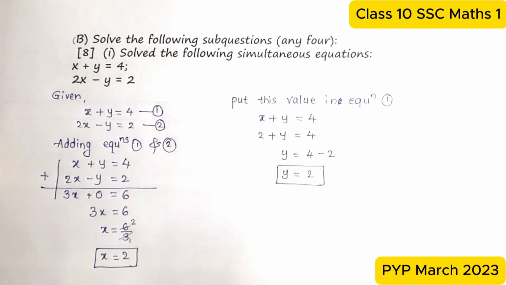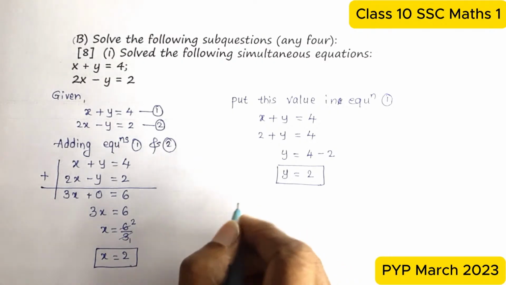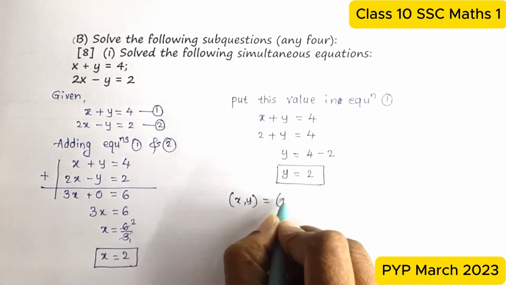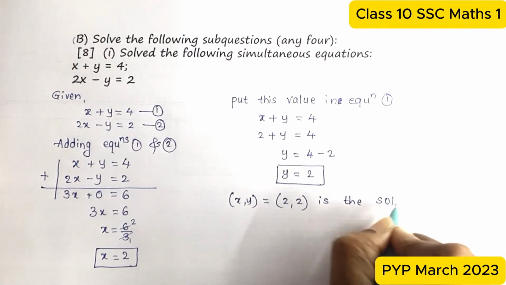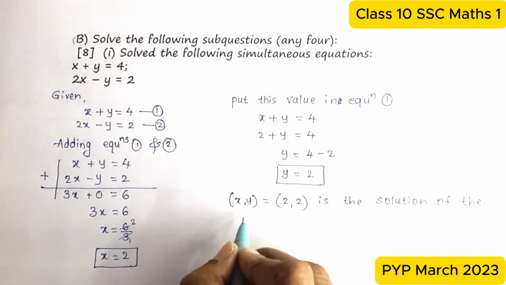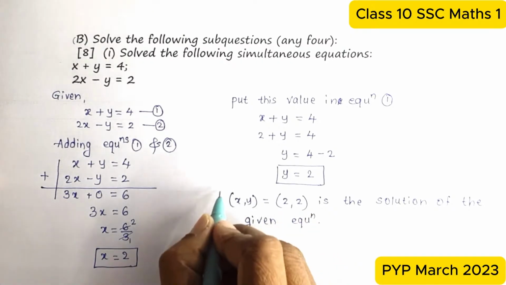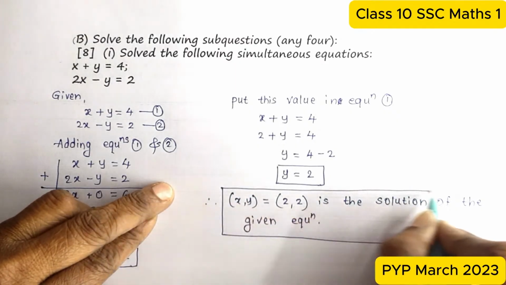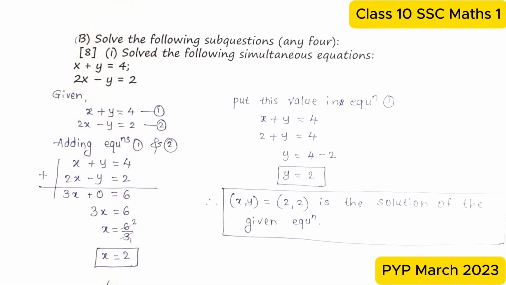Very easy question students. Okay, so now here we can say that the x, y, which is equal to 2, 2, is the solution of the given equation. Solution of the given equation. Okay students, and make the box this way. Then next one example.